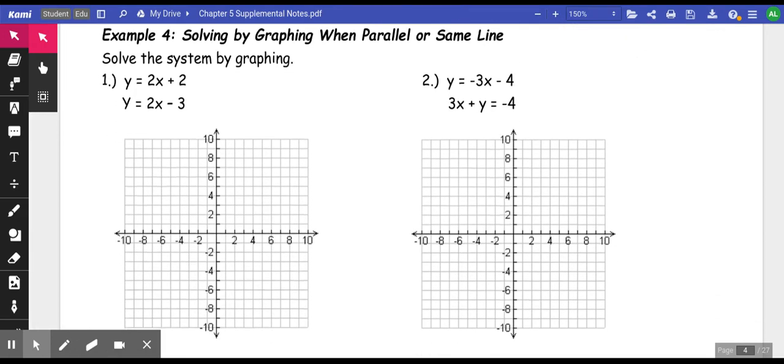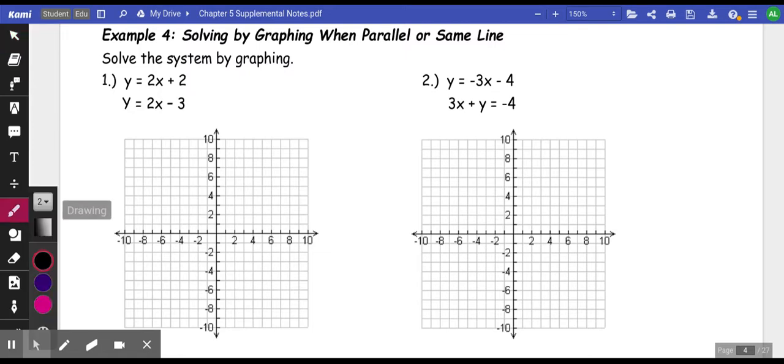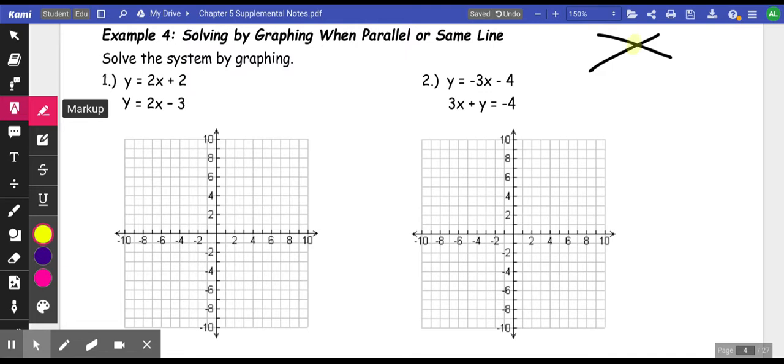So we also could have these different kind of special cases when we graph certain lines. Usually when you get two different lines, you're going to end up with two lines that intersect in one point. That's the most common thing that happens. Sometimes we have something else. So let's look here at this first example.